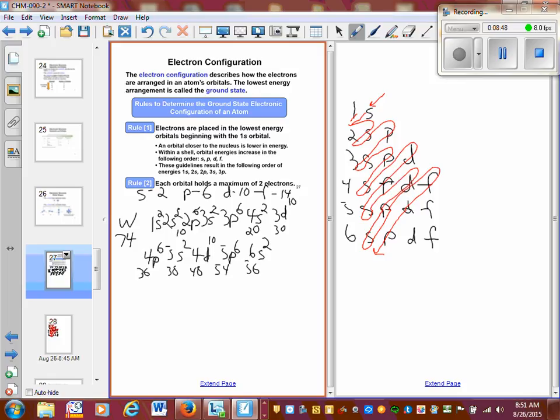All right. After 6s, 4f. How many? 14. So now we're up to 70. After 4f, what comes next? 5d. How many? 4. 5d4. So that makes us 74. Wow. It was a long way to go, but it wasn't any problem if you follow the map. So now we know where all the electrons are located. Good.